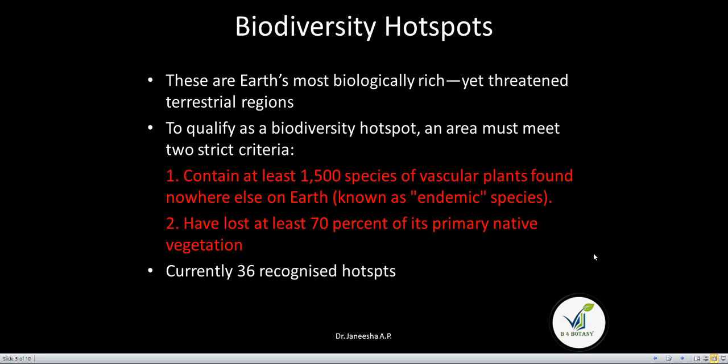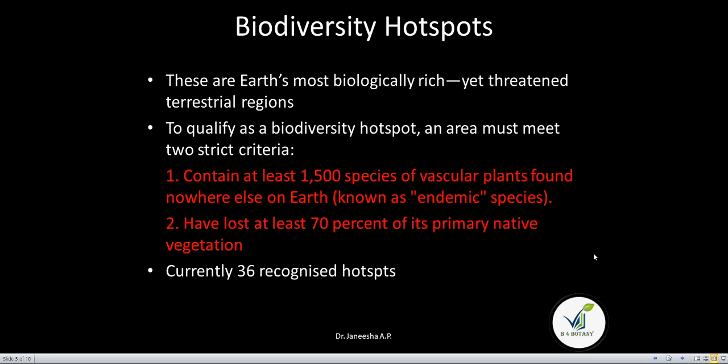To qualify as a biodiversity hotspot, there are two strict criteria. Criteria number 1: they contain at least 1,500 species of vascular plants. And the second criteria is they have lost at least 70% of their primary native vegetation. So there are two criteria for a biodiversity hotspot. First, they have at least 1,500 species of vascular plants that must be endemic, and second, at least 70% of the primary native vegetation must be lost.